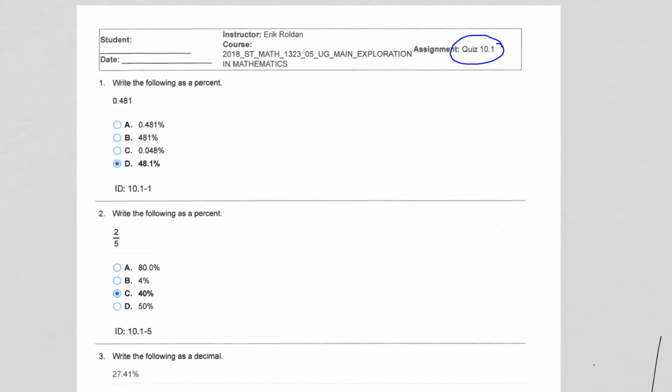All right, well, first of all, 10.1 is the basic stuff. So we have changing decimals to percents. So we're just going to move this two places to the right. And as you can see, all the answers are already filled out on this form that I'm using. And that's just to verify the answers. So how did we get this? Well, I'm showing you up there. You just move the decimal two places to the right.